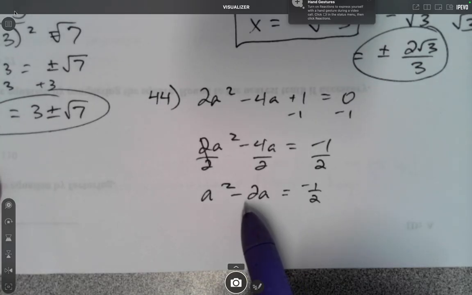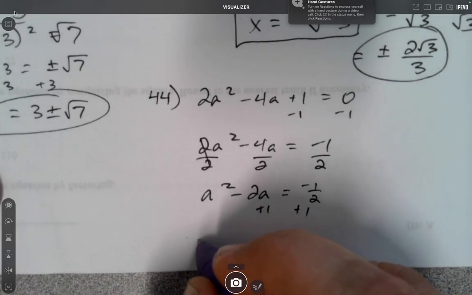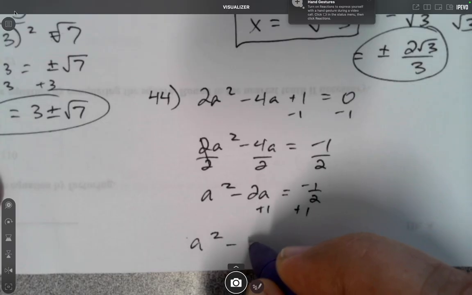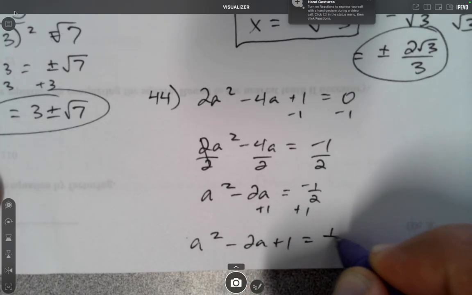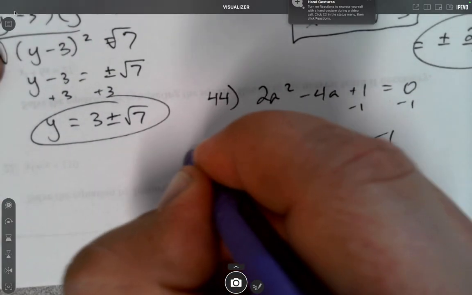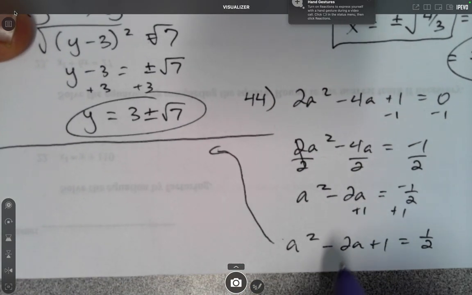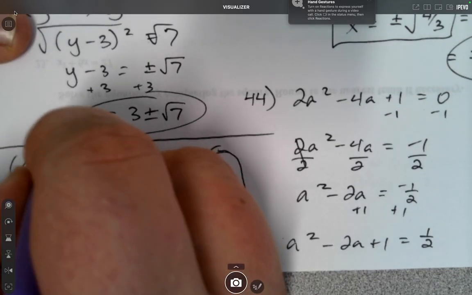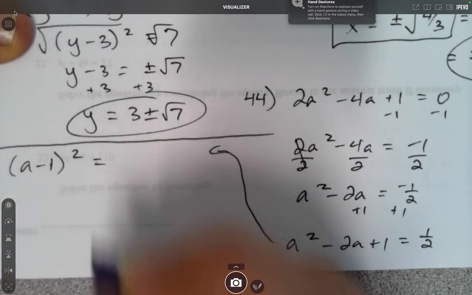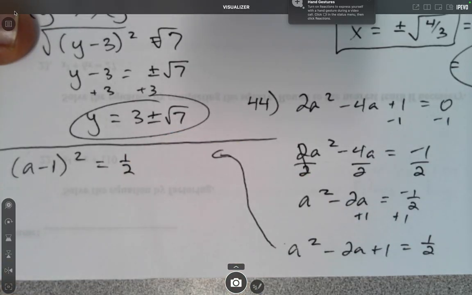We cut this in half, it's -1. Squared is +1, so we add 1 to both sides. That gives us a squared minus 2a plus 1 equals +1/2. So we got to figure out what multiplies to be +1 and adds up to -2. That would be -1 and -1. So we get a minus 1 squared equals 1/2.